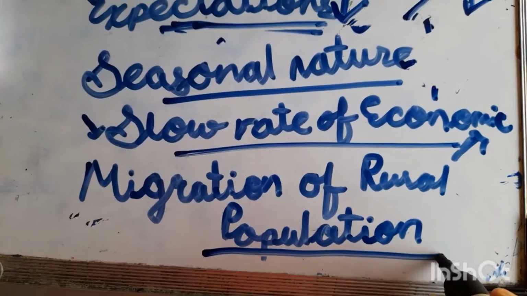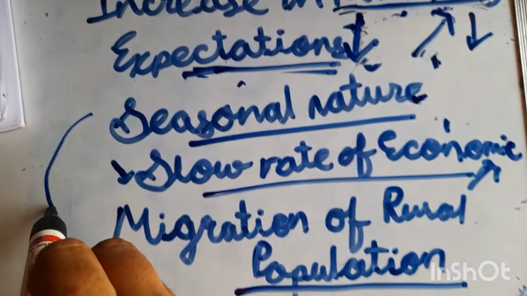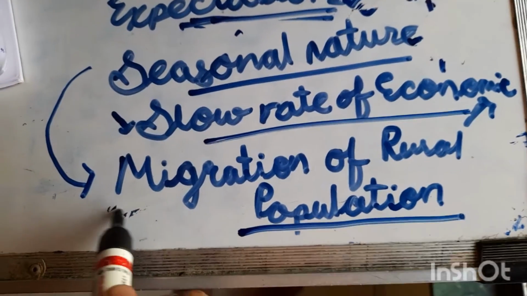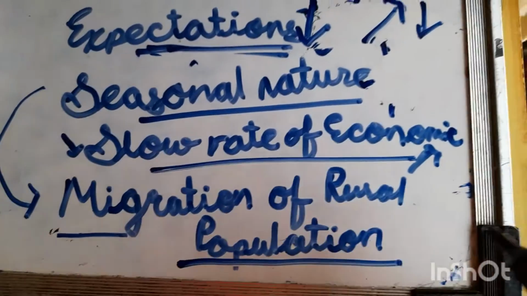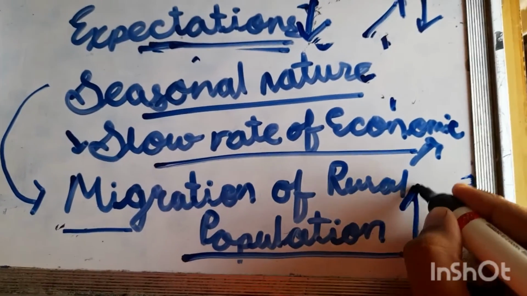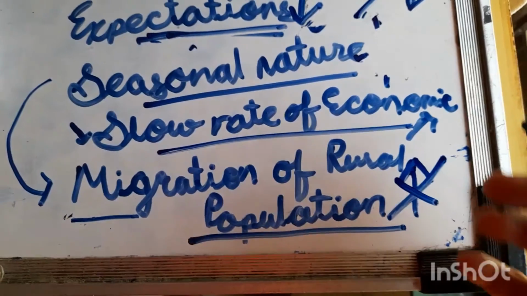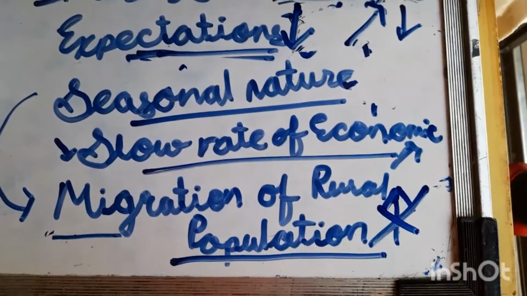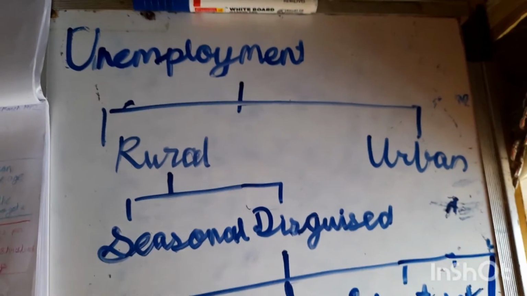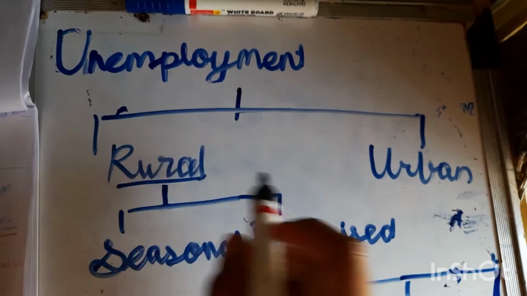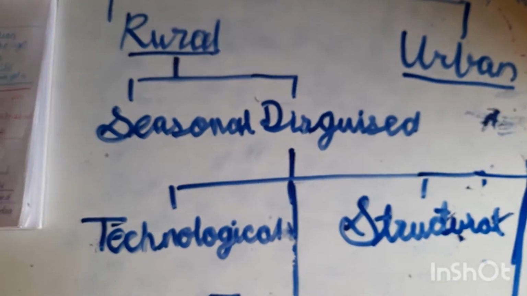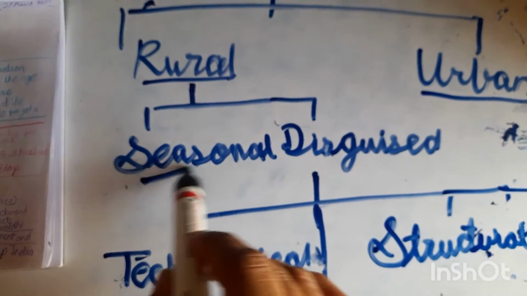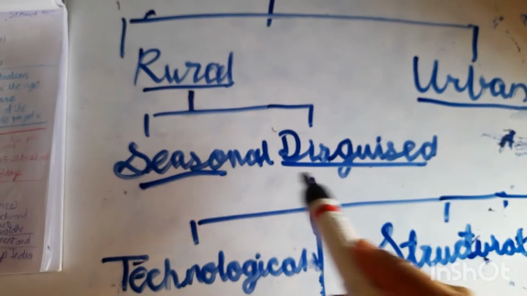And migration of rural population. Due to the seasonal nature of agriculture, rural people migrate to cities in hope of jobs. And industries are also not so many that they can absorb all the people. Unemployment is mainly classified into rural and urban. Rural unemployment is further classified into seasonal and disguised.